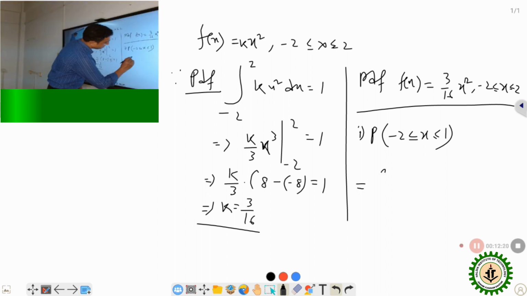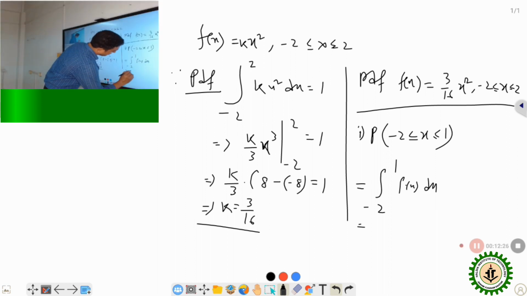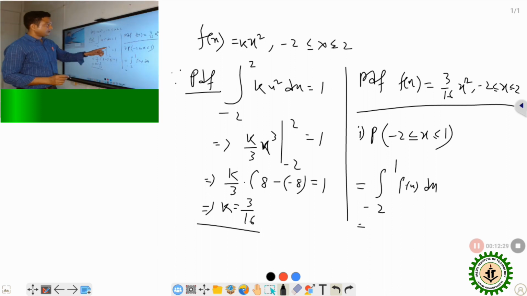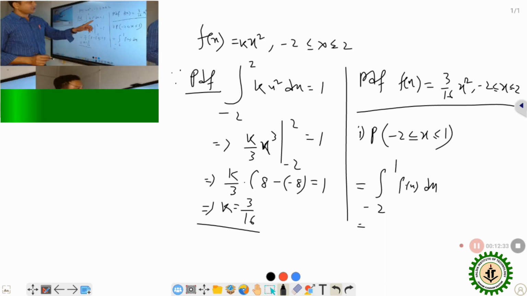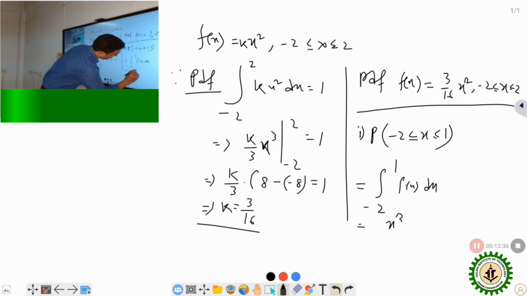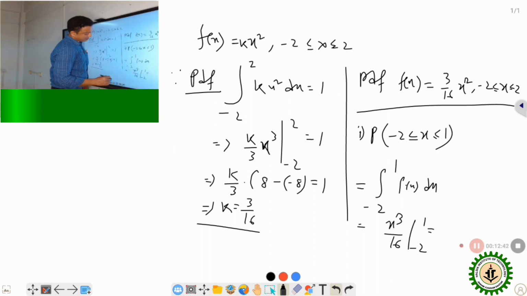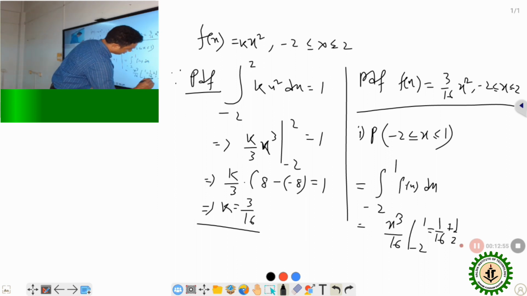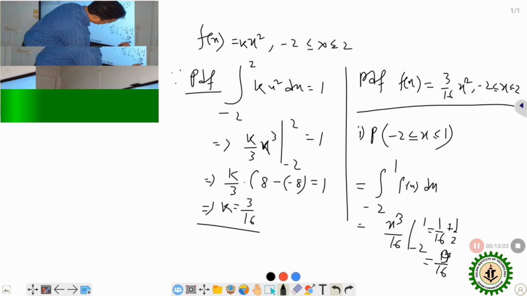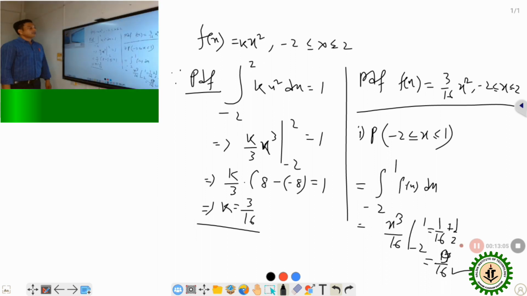So here, to find the probability from minus 2 to 1, you integrate 3 by 16 into x square, which gives x cube by 16, evaluated from minus 2 to 1. If we put 1, it is 1 upon 16, and if we put minus 2, you get minus minus, plus 8 by 16. In total you get 9 by 16. So this way you can calculate the probability.